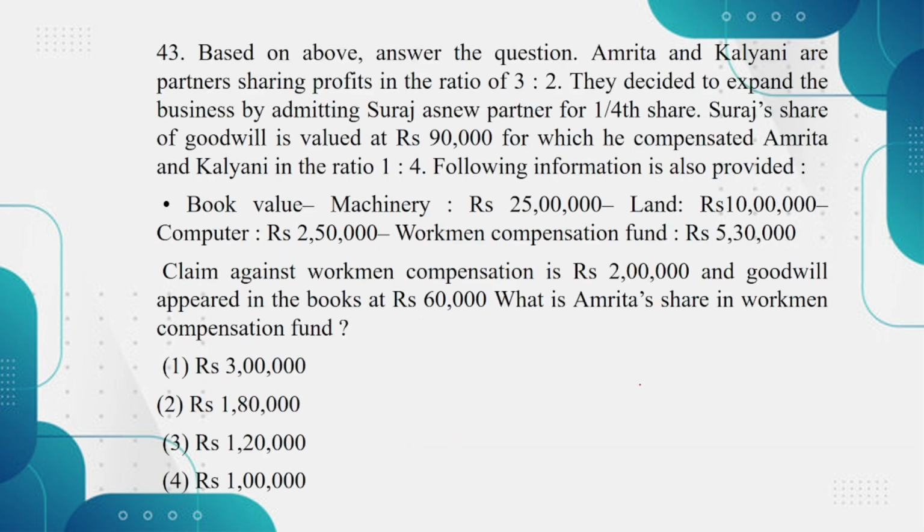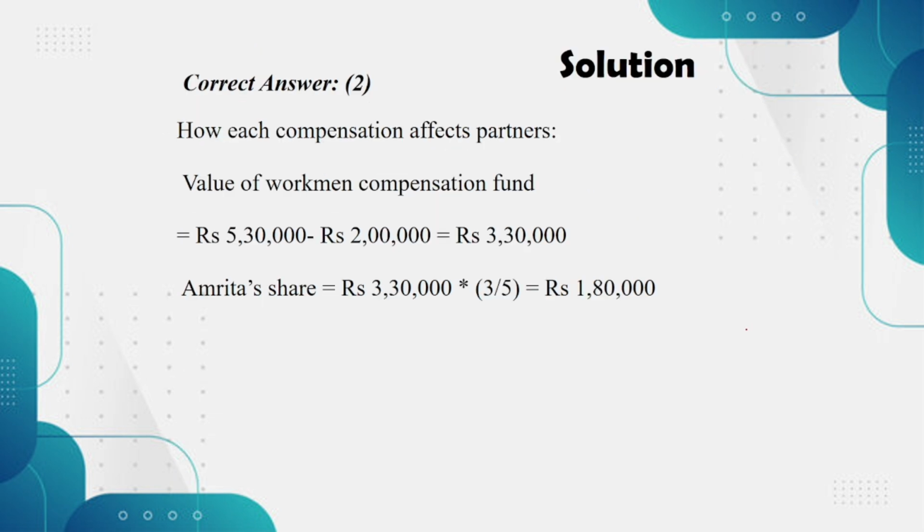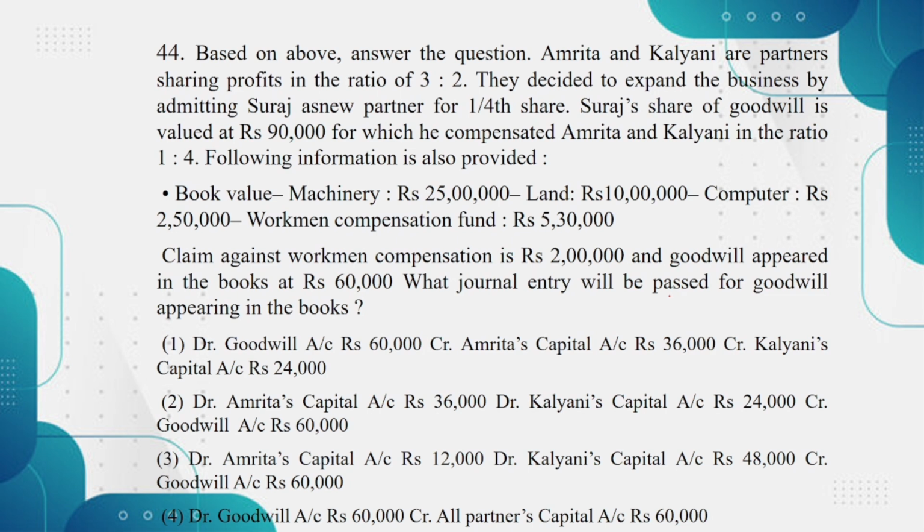Again based on the same case study, what is Amrita's share of workman compensation reserve? If there is any claim, that will be deducted first. So 5 lakh 30,000 is the amount of workman compensation fund, and the claim possibility is 2 lakh. So remaining it will be 3,30,000 into 3/5. So we will get Amrita's share. That is 1,80,000.